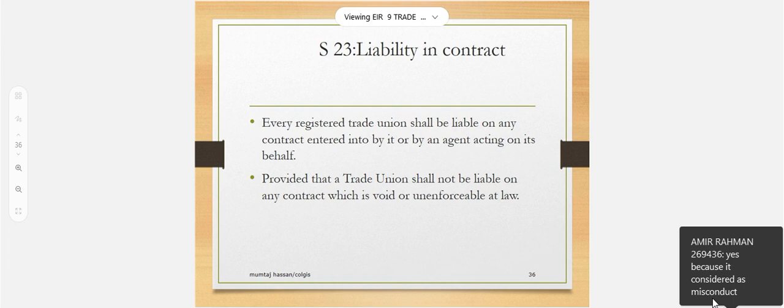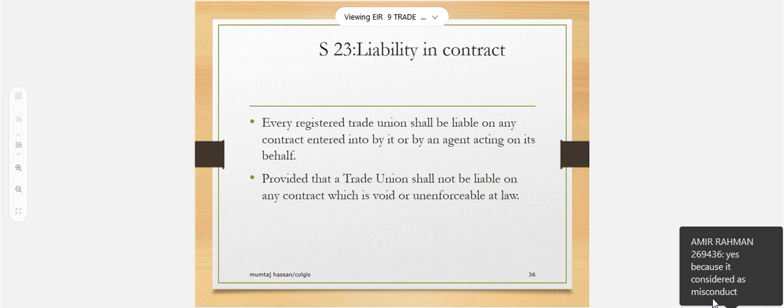So the trade union shall be liable for the contract, okay? So can you understand Section 23 now? I think so. Liable means that you must go on with the contract and proceed. Whatever is stated in the agreement, you have to comply with or obey.